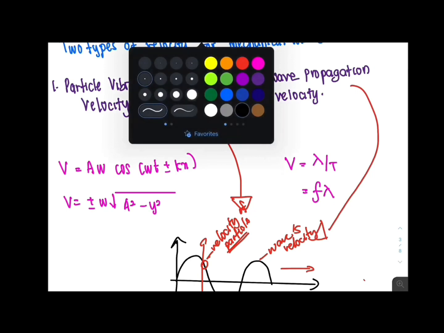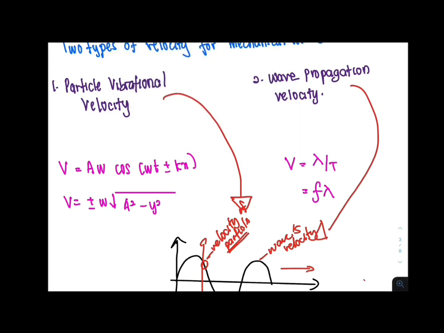Okay, so the equation here is given as, for the particle's vibrational velocity, similar to what we have studied in simple harmonic motion, we have two equations for velocity. One is with respect to time and also the distance of the particles. Another one is with respect to the displacement of the particles from the equilibrium point.